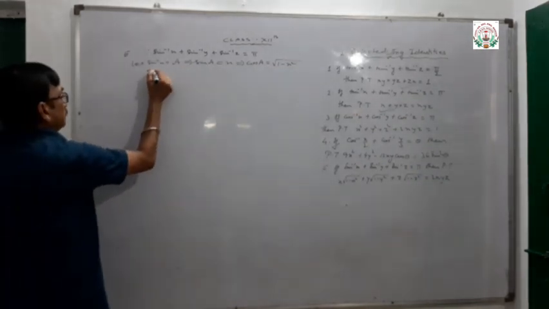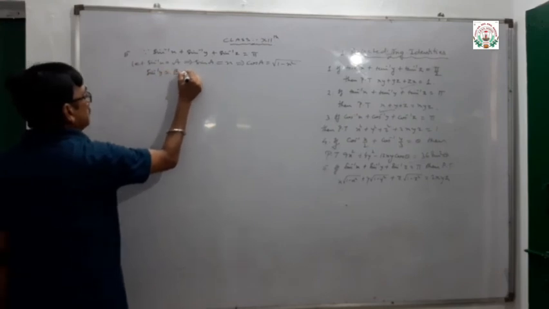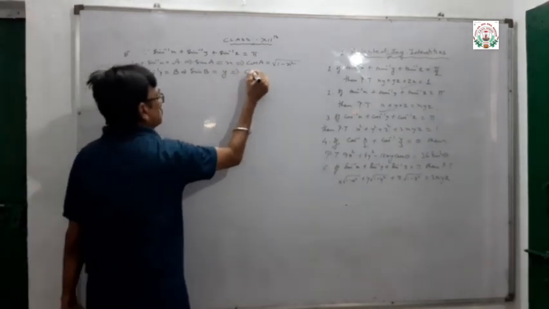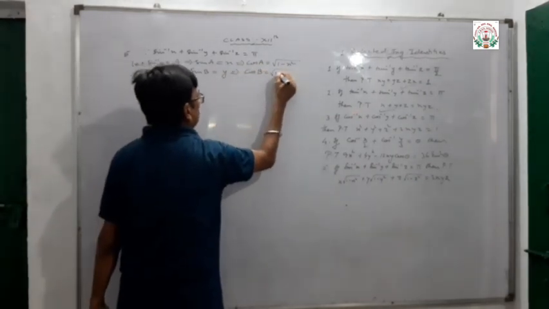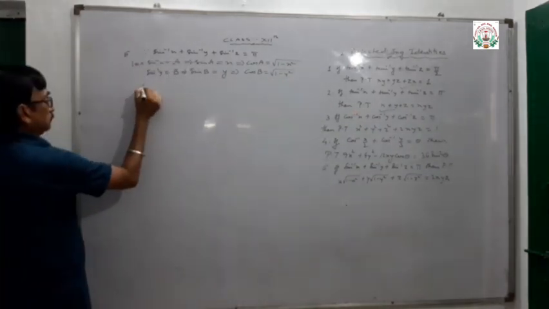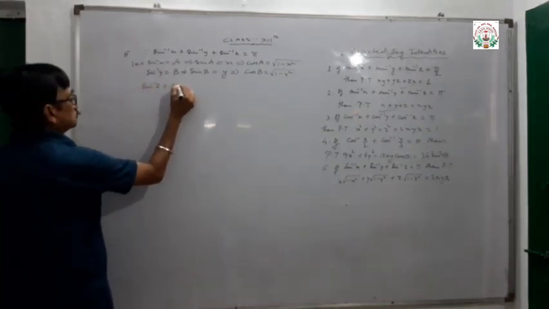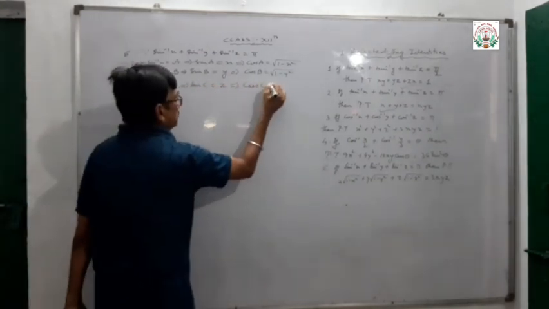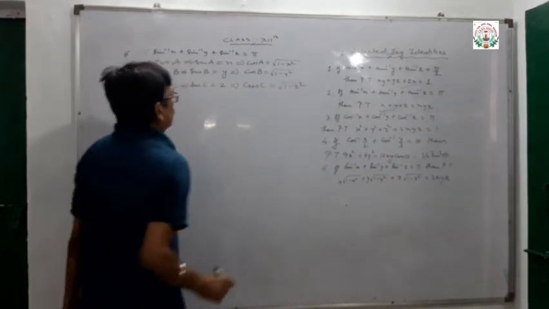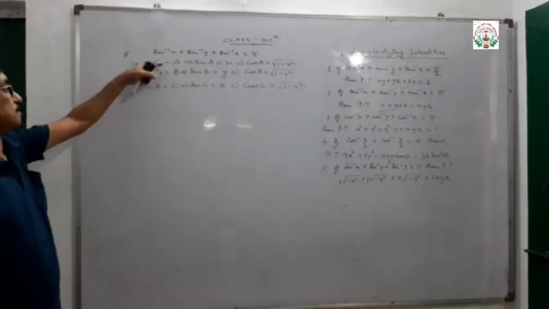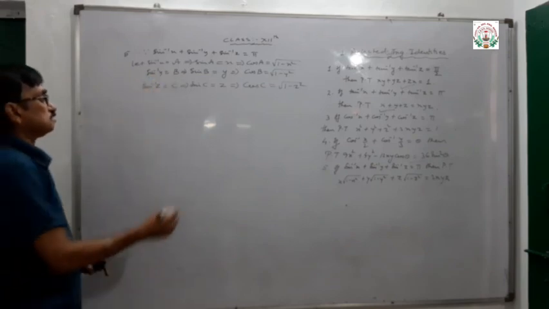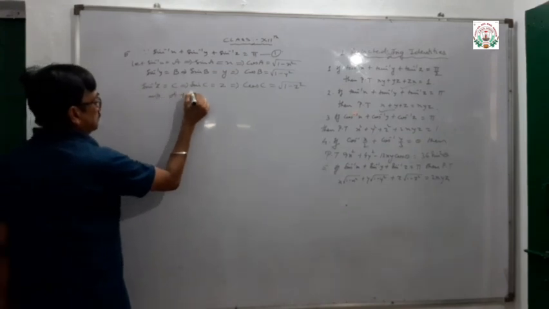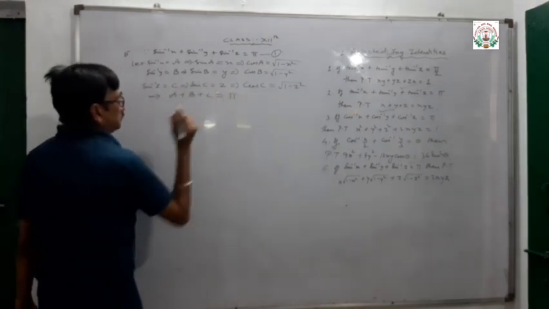In the same way, sin inverse y equals B implies sin B equals y, implies cos B equals under root over 1 minus y square. The last one, sin inverse z equals C implies sin C equals z, implies cos C equals under root over 1 minus z square. As we have taken sin inverse x as A, sin inverse y as B, sin inverse z as C, this equation one which is given to us will now become A plus B plus C equals pi, as in any triangle.